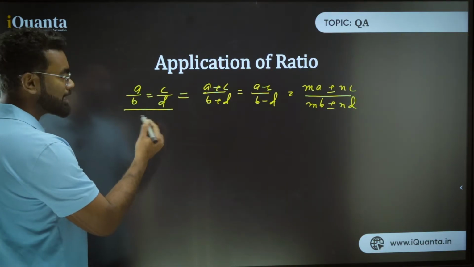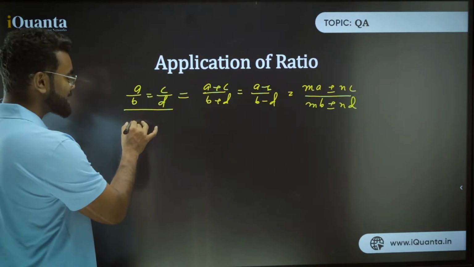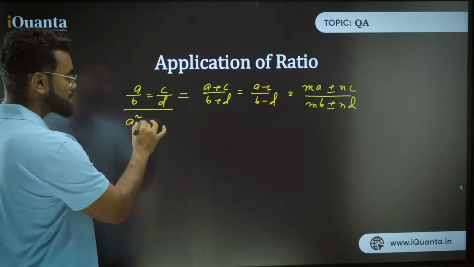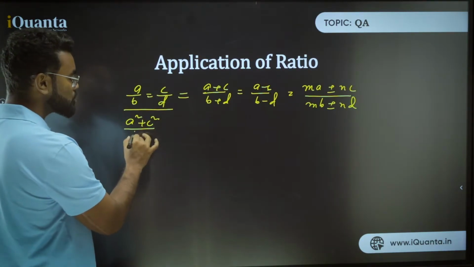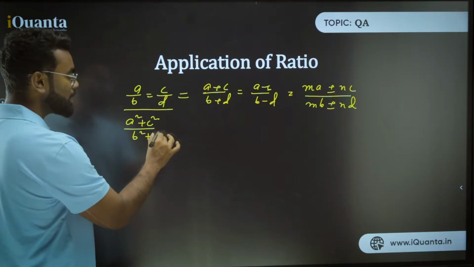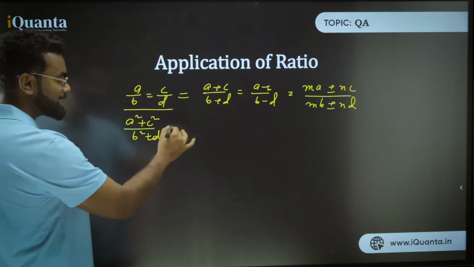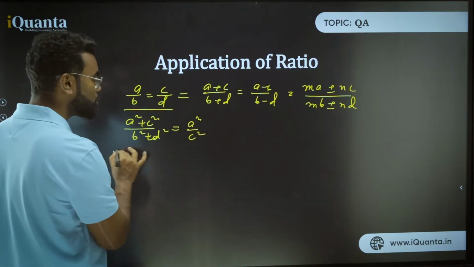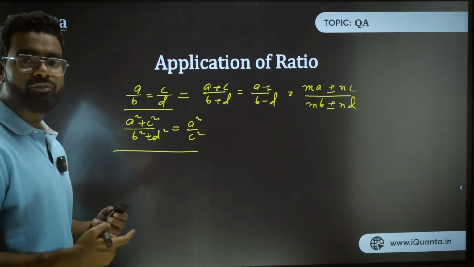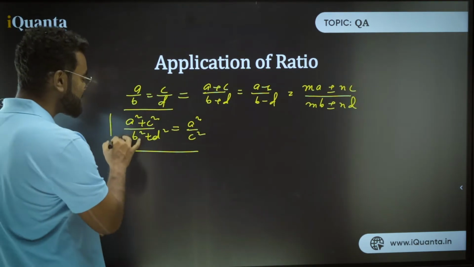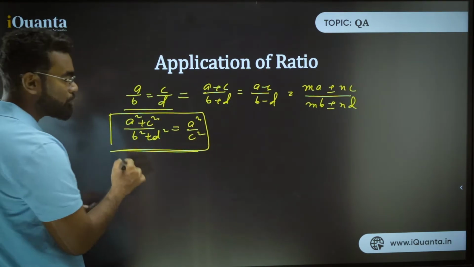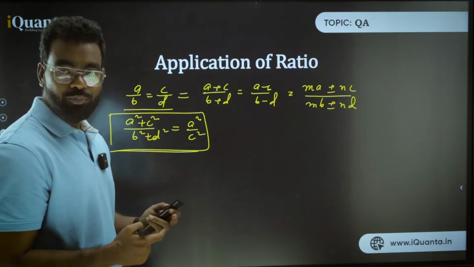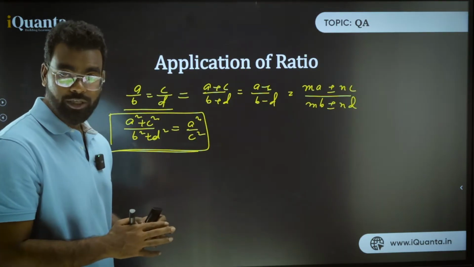But one thing you should understand: if I make it like this, let's say A square plus C square upon B square plus D square, if I just do the squaring, right? So in this case, it has to be equal to A square upon C square, not A upon C. So if I do the square, if I do any nth power, it has to be equal to the power of this thing. So please understand this. It is very crucial to understand.